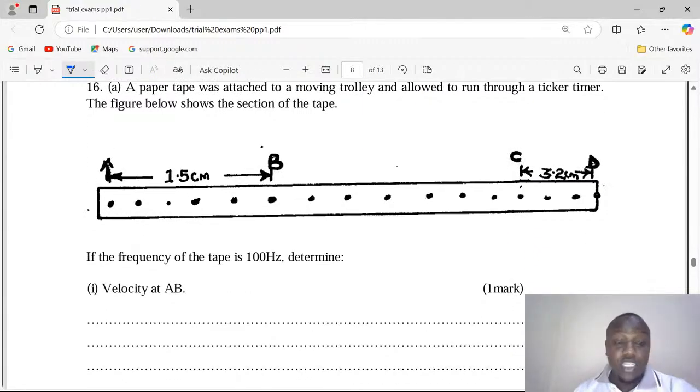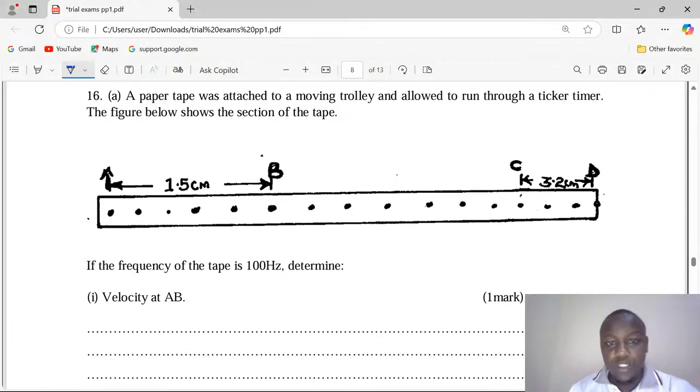Now we got number 16 here on linear motion. That is physics form 3, topic 1 in form 3. A paper tape was attached to a moving trolley and allowed to run through a ticker timer. The figure below shows the section of the tape.